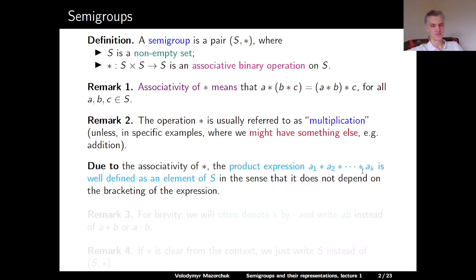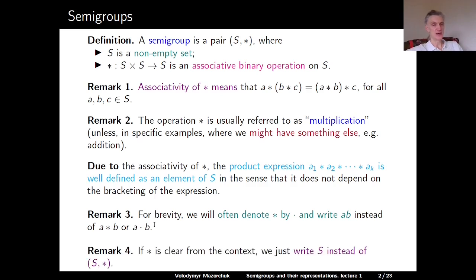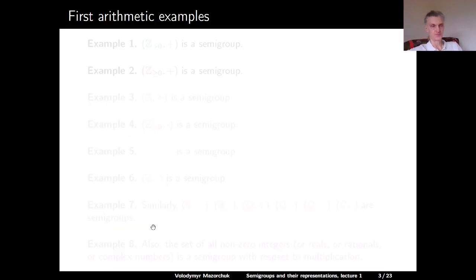Remark 3. For brevity, we will often denote our operation by dot and simply write AB instead of A asterisk B or A dot B. Also, if our operation is clear from the context, we will just say that S is a semigroup without saying that the semigroup is a pair consisting of S and the operation.